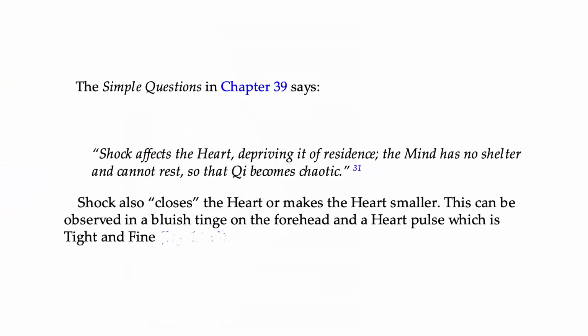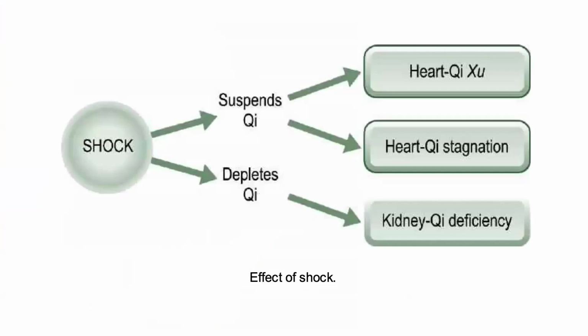The Simple Questions, chapter 39, says, shock affects the heart, depriving it of residence. The mind has no shelter and cannot rest, so that qi becomes chaotic. Shock also closes the heart or makes the heart smaller. This can be observed in a blue spot on the forehead and a heart pulse which is tight and fine.